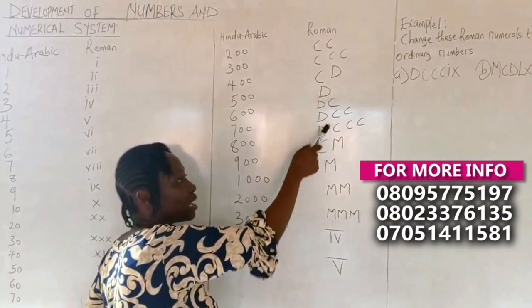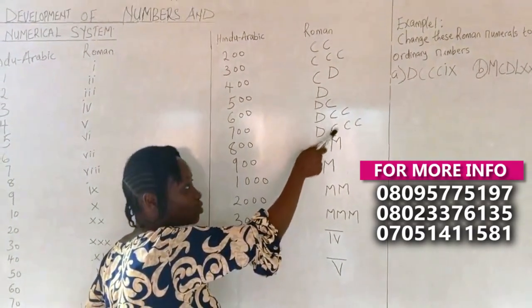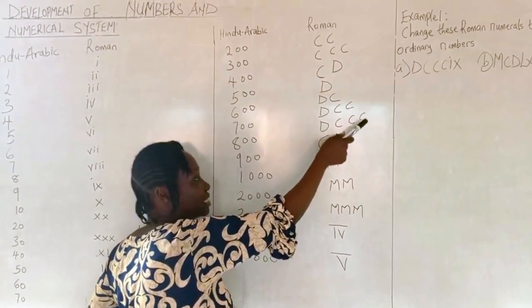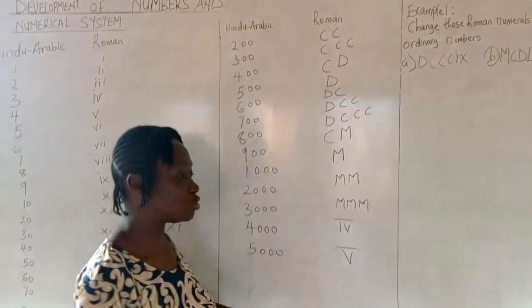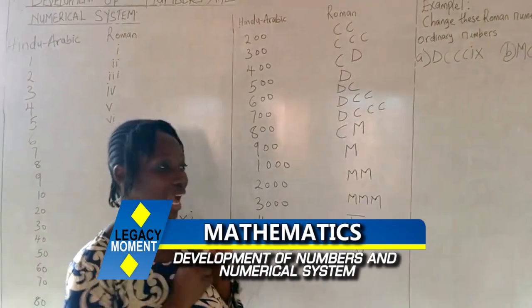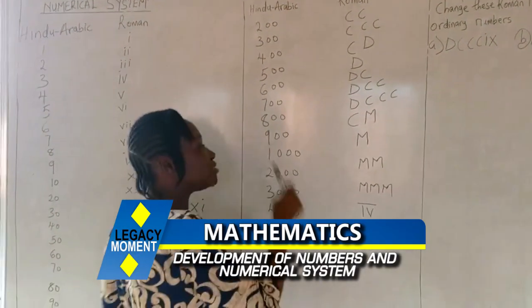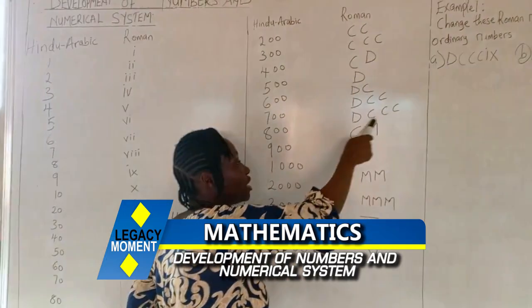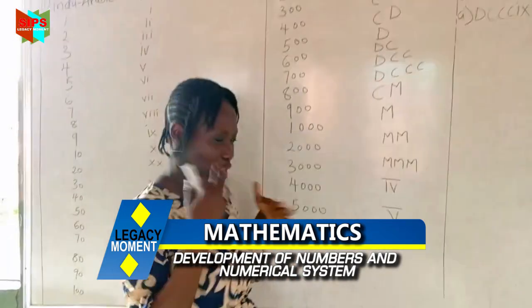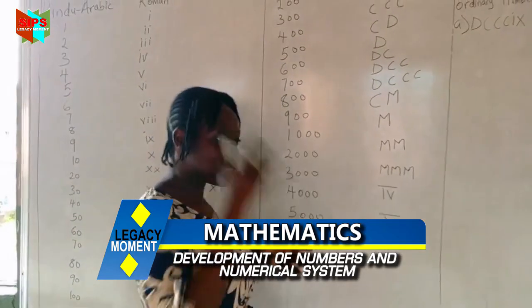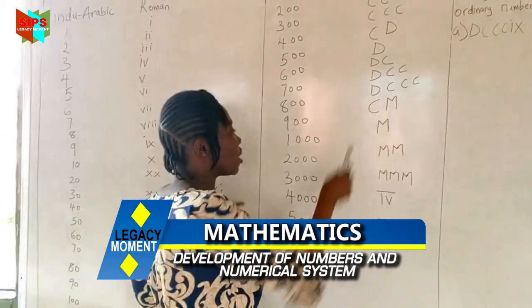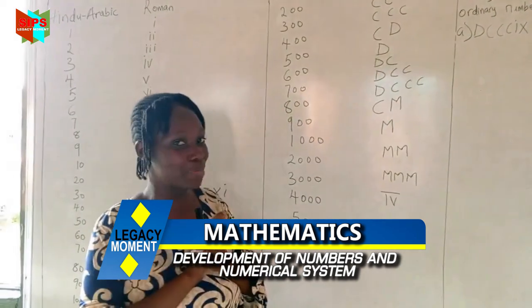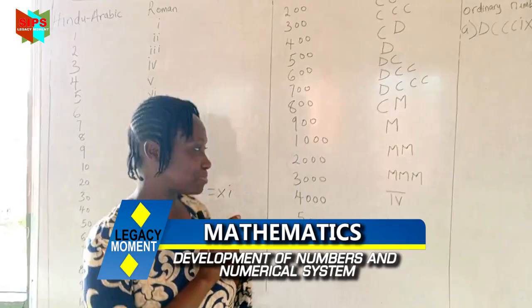That is 500 plus 100, 600, plus another 100, 700, plus another 100, that is 800. Then that takes us to 900. You will observe the trend that has always been: whenever a figure or a letter appears 3 times, the next one will not appear the 4th time. So there we have CM for your 900. I believe you are getting it, right?